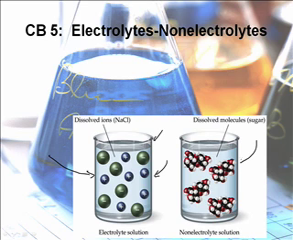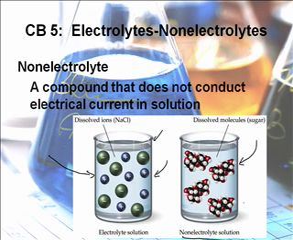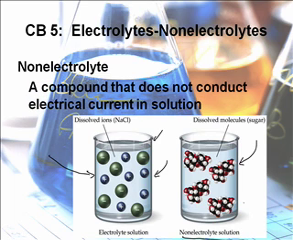Now, but if I were to dissolve sugar like the vitamin water that I have, there would be no dissolved ions. And that is considered a non-electrolyte. It could dissolve, but there are no dissolved ions. So a non-electrolyte is a compound that does not conduct electrical current because, why? Because there are no ions.